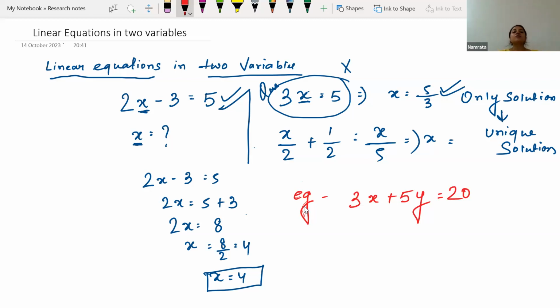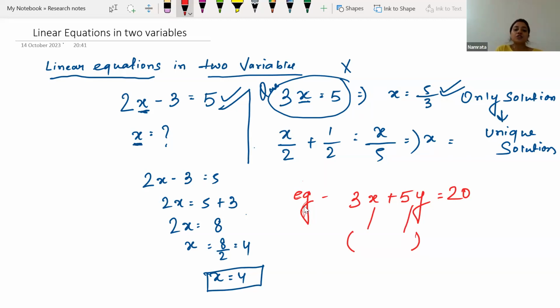Here, the solution of this linear equation in two variables will always be an ordered pair. There must be a value of x and there must be a value of y. That's why whenever we get the solution of a linear equation in two variables, it is not just one value. Because here we have two variables, so there must be two values, one for x and one for y.